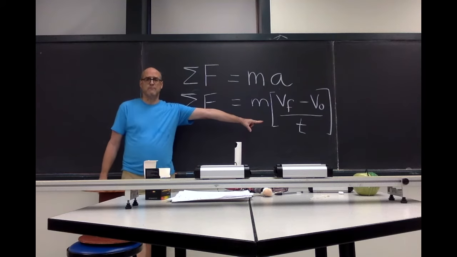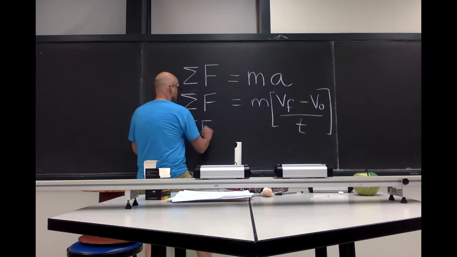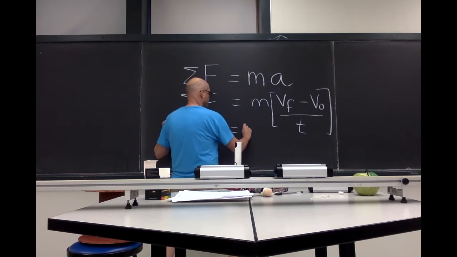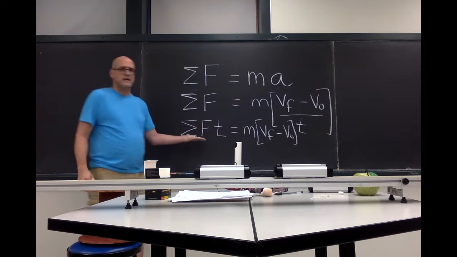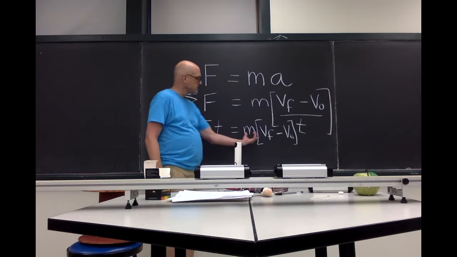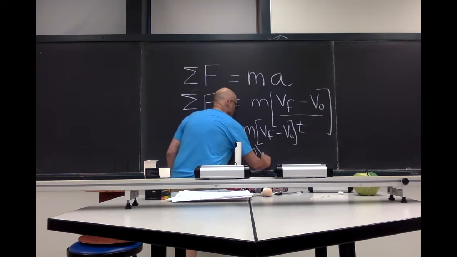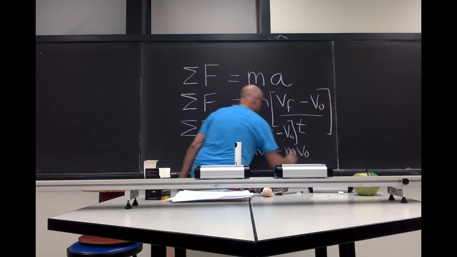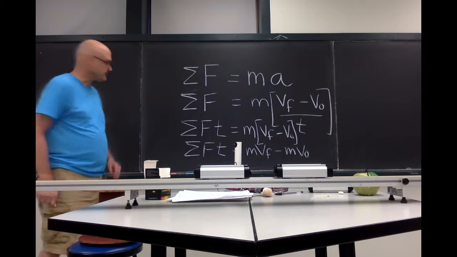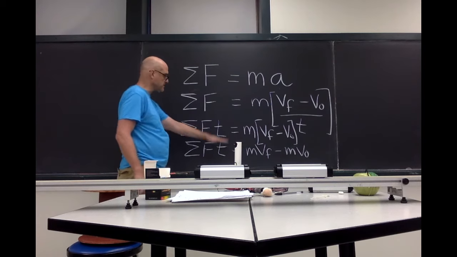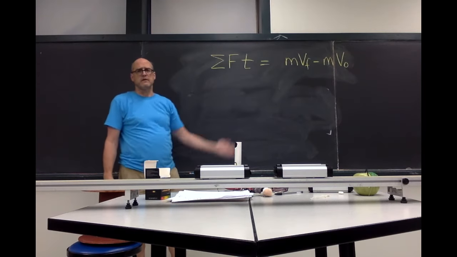What I'm going to do next is multiply both sides of this equation by time. And I get this expression. The next thing I'm going to do is multiply both through by mass. So I get m vf minus m vo equals sigma F delta t. Now I'm going to rewrite this up here because this is the equation of the hour.